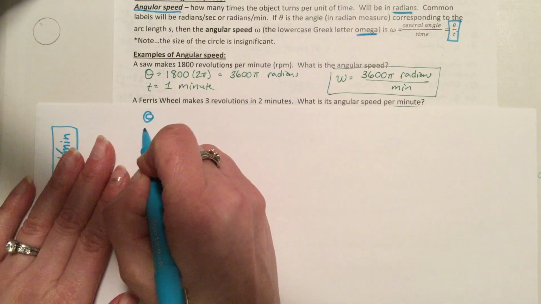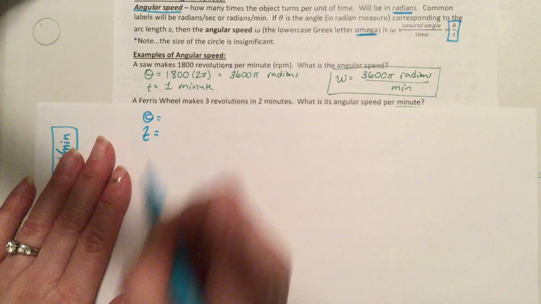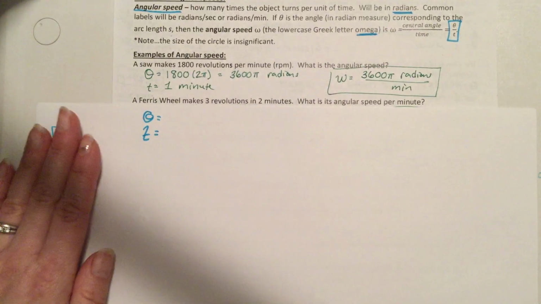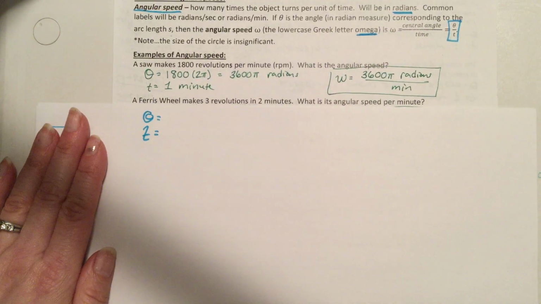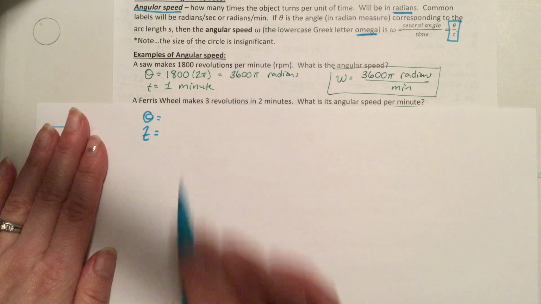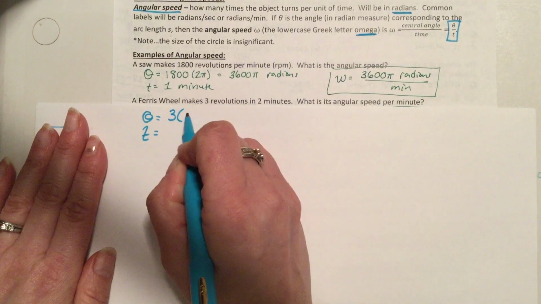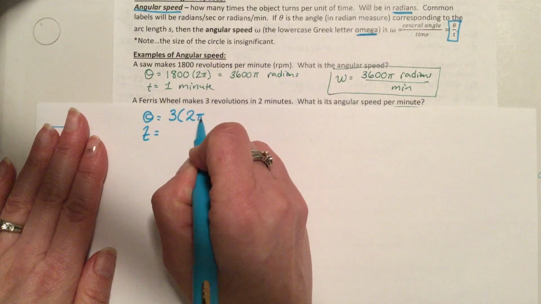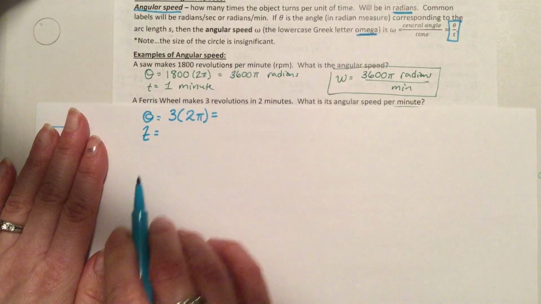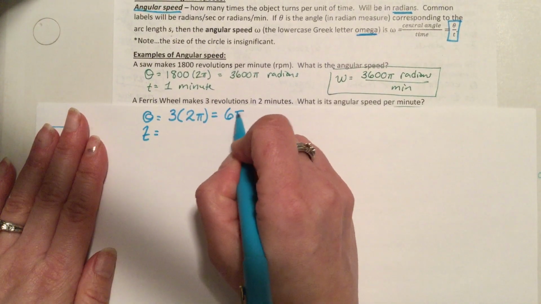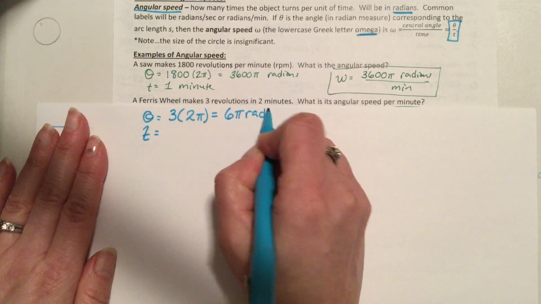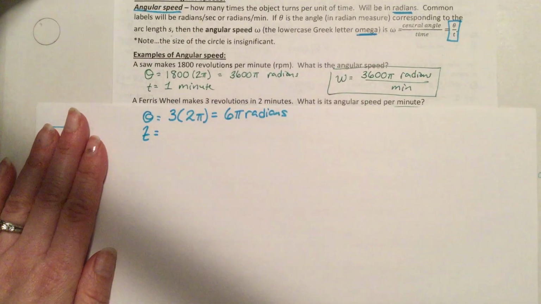To find the angular speed, you need to know 2 different things. You need to know theta, the angle in radians. That is based off of the number of revolutions. We're making 3 revolutions. Every revolution is 2 pi. 3 times 2 pi is 6 pi radians. So that is your angle.